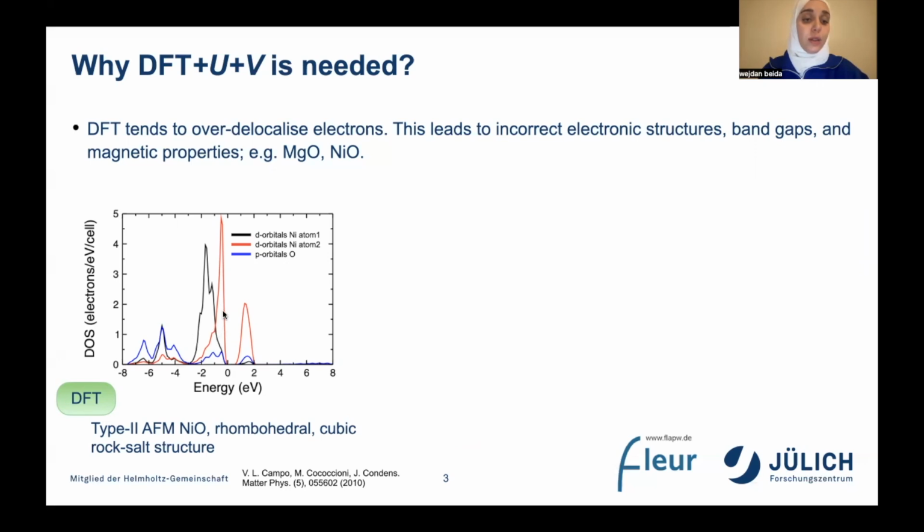Also, you can see that the dominant character at the top of the valence band is the d orbitals of the nickel, whereas experiment says that it should be the p orbitals of the oxygen. Similarly, DFT incorrectly predicts the lowest part of the valence band to be dominated by the p orbitals of the oxygen, while it should be the nickel d characters.